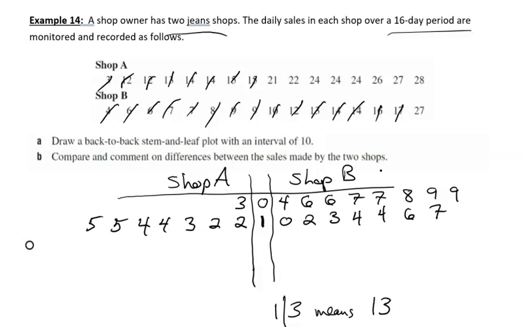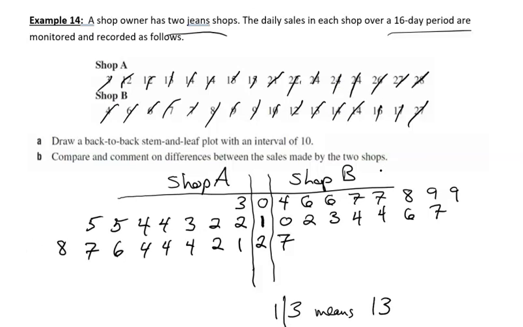And then my last lot is here with a stem of 2. Let's go ahead and be rebels and go 27 and finish off shop B. And oh dear, shop A has got lots of stem 2s. All right, it's sloppy. You'll use a ruler for yours, of course. So now we've got a back-to-back stem and leaf plot with an interval of 10.